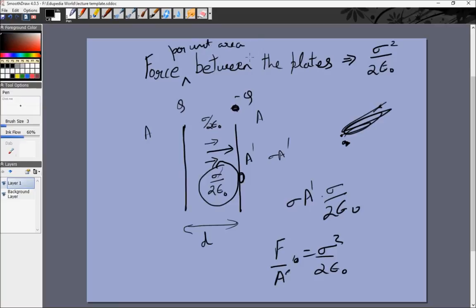If you want to find out the actual force between the two, you just multiply it by area, and the answer you will get is sigma squared A by 2 epsilon naught, or another way of writing that would be Q squared by 2A epsilon naught. And since one plate is always positive and the other is always negative, they will always attract each other.